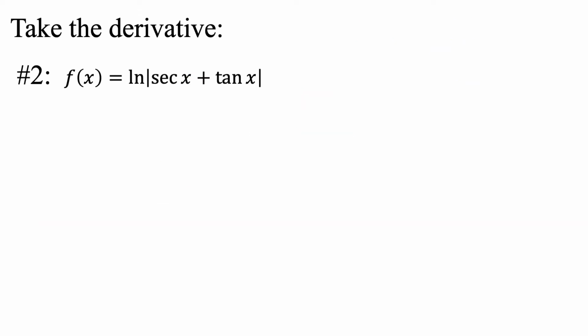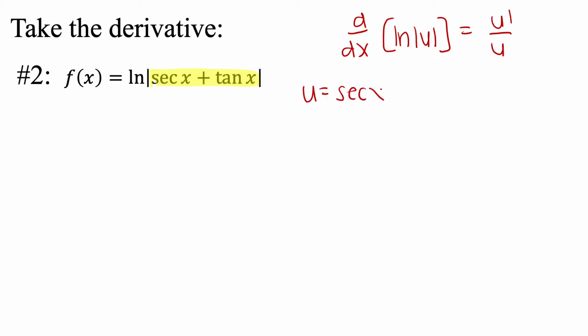Okay, number 2, very similar. We're still taking the derivative. This one a little bit more exciting. Here our function is f of x equals the natural log of the absolute value of secant of x plus tangent of x. Remember, we can ignore those absolute value bars, and the derivative of the natural log of the absolute value of u is equal to u prime over u. Let's identify the inside of our function as our u. So let's let u equal secant of x plus tangent of x.